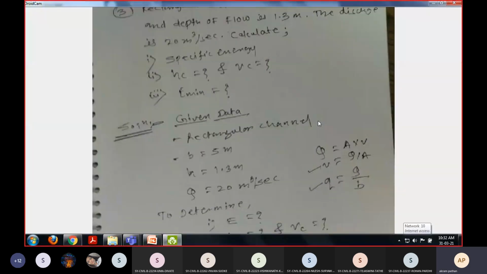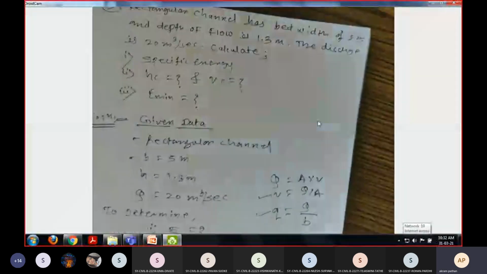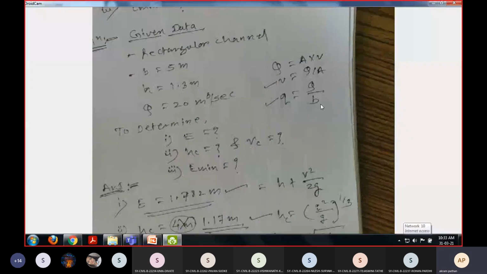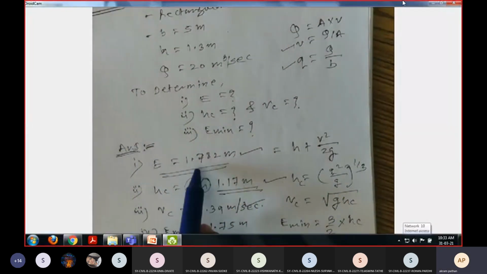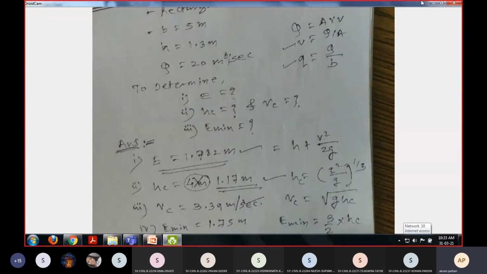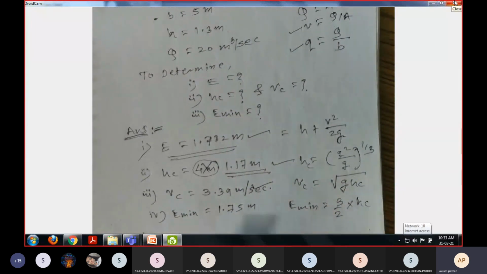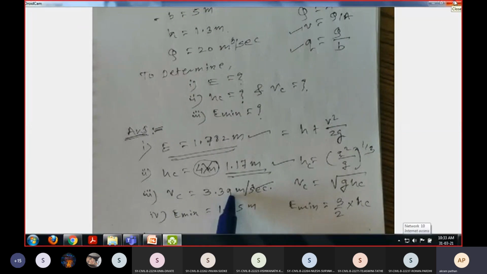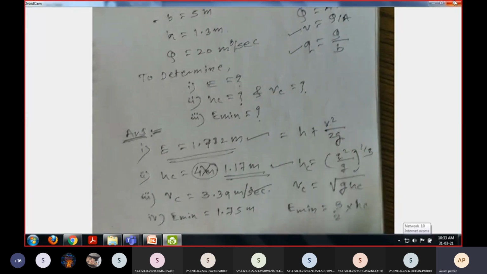So we calculated the values and obtained the answer: the total energy is 1.782 meter, then critical depth 1.17 meter, then critical velocity 3.39 meter per second, and E minimum, that is the specific energy minimum, 1.75 meter. So these are the things we saw in the last lecture.